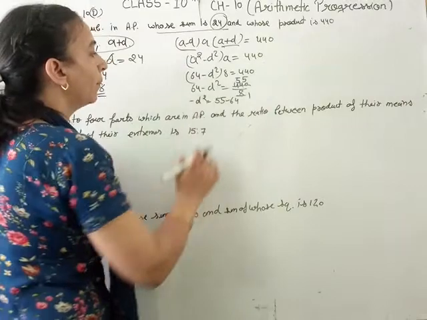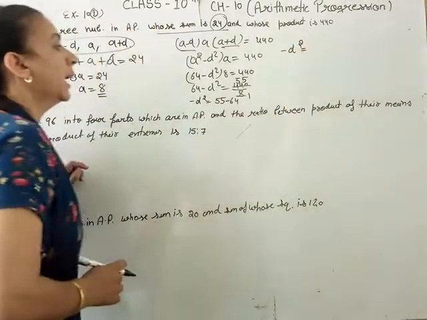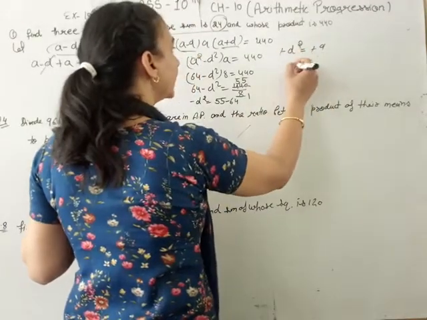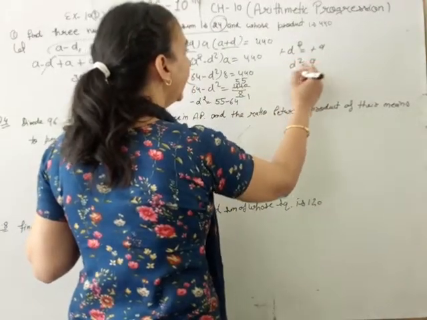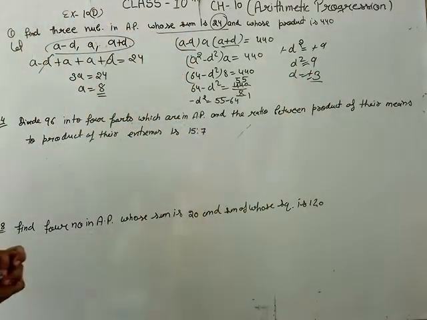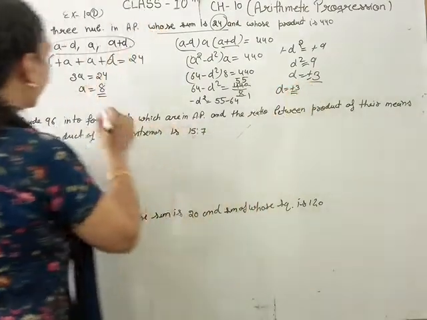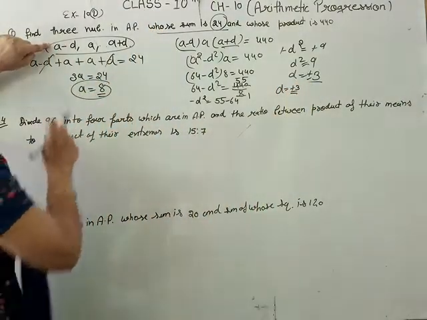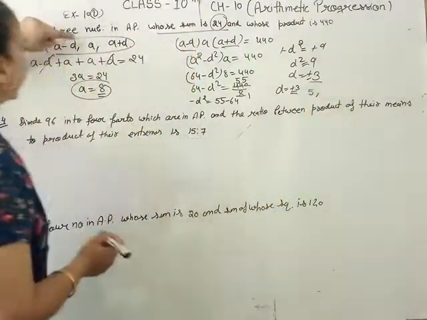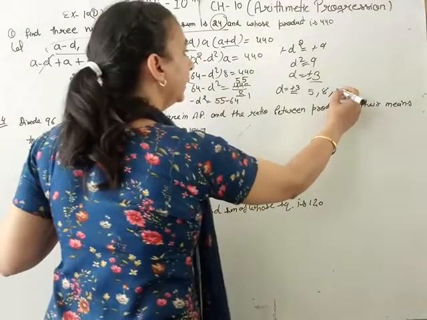55 minus 64, and this equals minus D square equal to 6, and this equals minus 9. Minus 2 minus cancel, D square equal to 9 and D equal to plus minus 3. If we take D equal to plus 3 and A equal to 8, then the first term is 8 minus 3, 5. Next is 8 and next is 8 plus 3, 11.